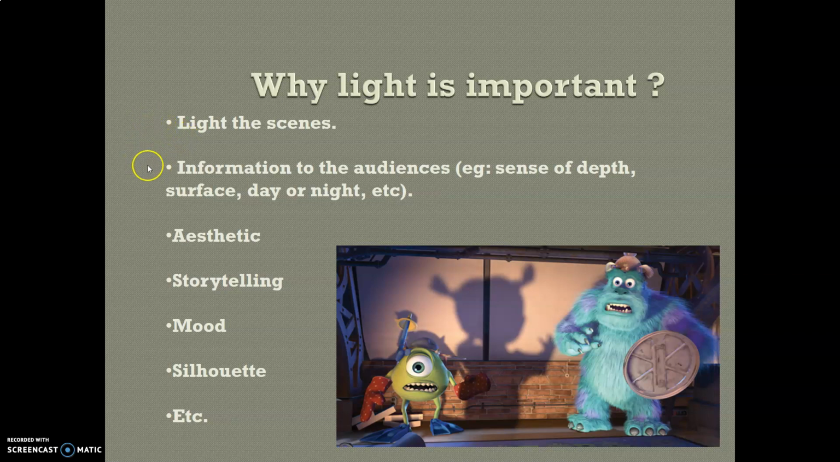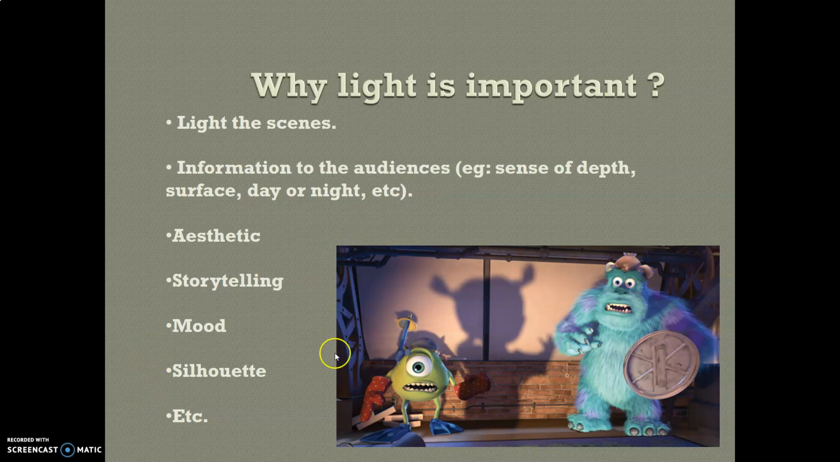And number two is information to the audience, right? Having a light in the scene can show whether it is nighttime or daytime, and also how deep your stage is. And the third one is aesthetic, right? A good lighting can have a nice aesthetic feel and make the picture or the render look very nice and pretty. Lighting can also be used for storytelling, and most importantly the mood, right? And silhouette, and the list goes on.